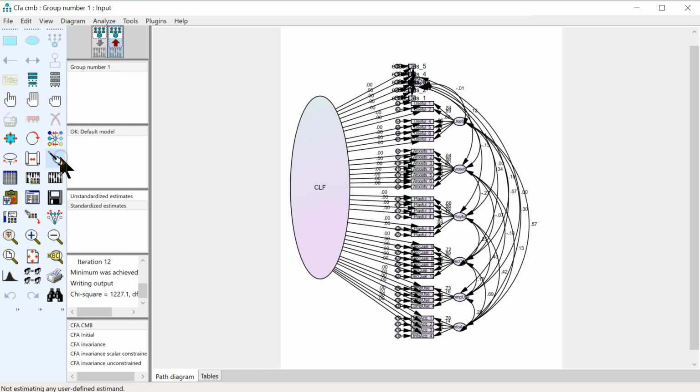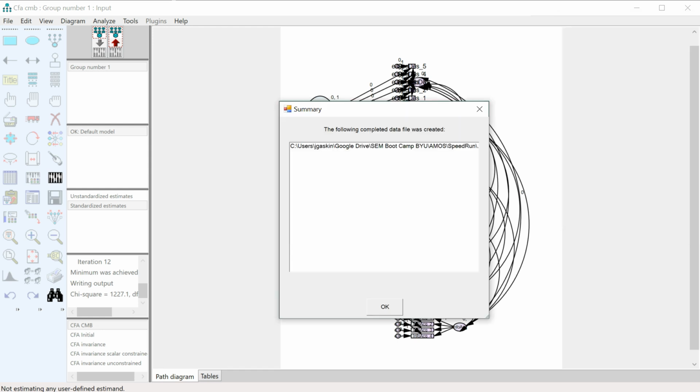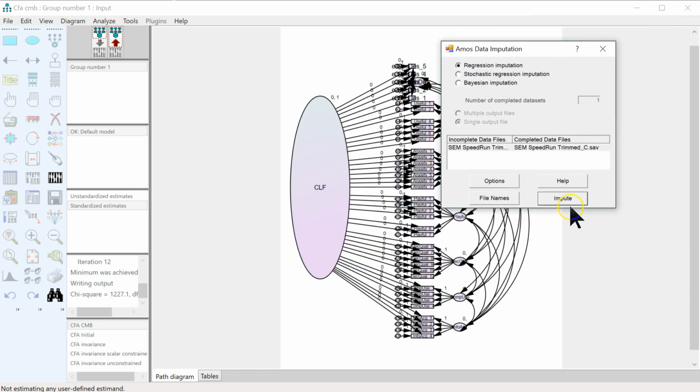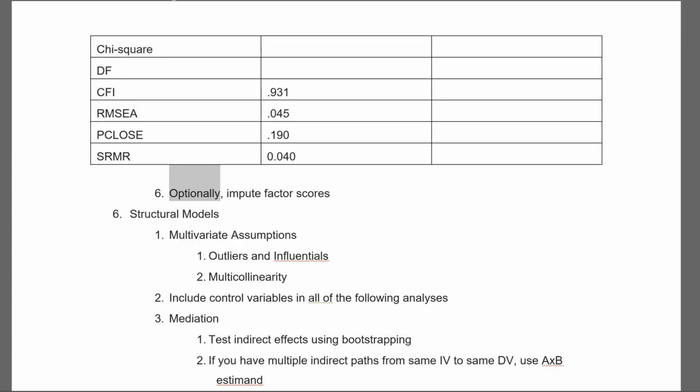So data imputation, proceed, and let's do regression, and it'll be called trimmed underscore C in the same folder, impute. Oh, you didn't see that, sorry. Yeah, hit OK. Just hit the impute button. It was over here. So I hit the impute button on regression. Okay. So that data set now exists. We can use that later. But for now, I'm going to move on to the next steps.